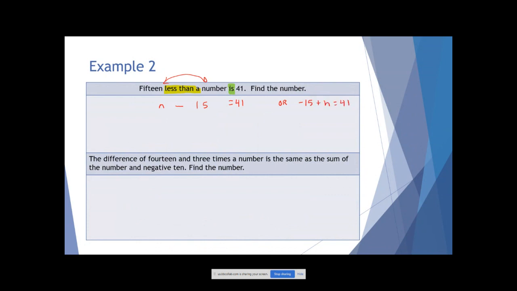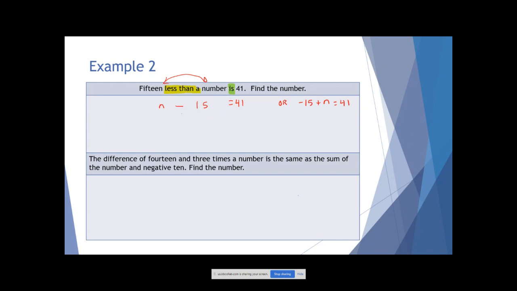If you don't want to worry about reversing order, say less than and put the negative in front versus where the words are placed. So it's up to you on what makes sense to you. Okay, so I've just translated this. I just took the words, took a look at what they mean, and then wrote it down. And now it says find the number.